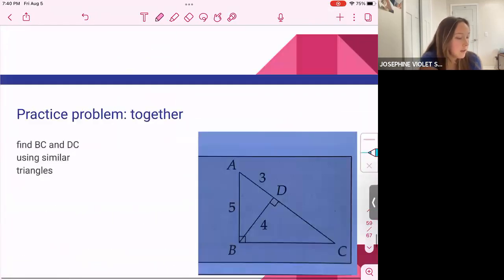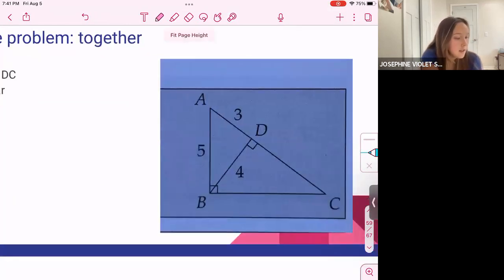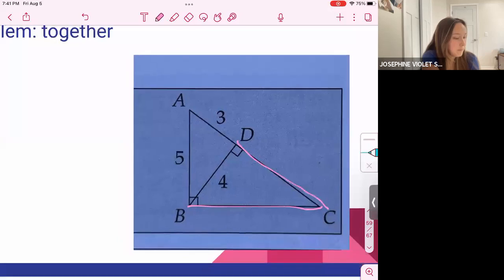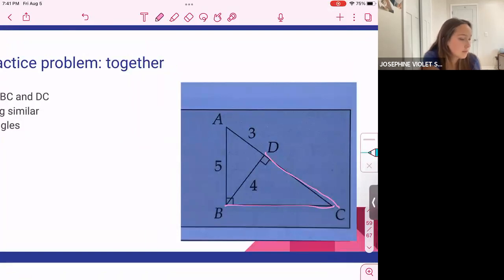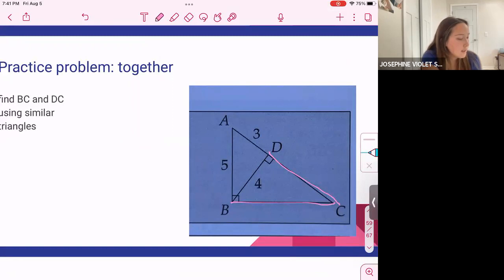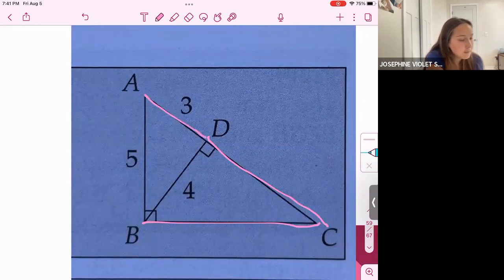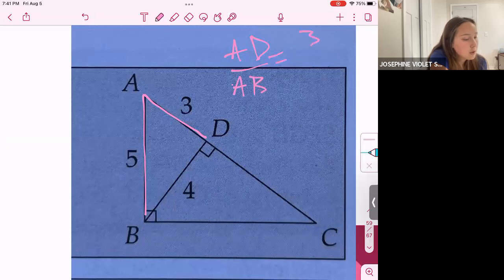Okay, so I have a practice problem using similar triangles that's going to get into angles. The goal here is to find BC and DC. So that would be this line segment here and this line segment here. I might actually need some help with this problem because I've never looked through it yet. But basically, the gist of it is that we know this side length here on AD is 3. Hold on, I'm going to erase this. And we know that this side length here is 5. So let's see, AD over AB is equal to the ratio 3/5.